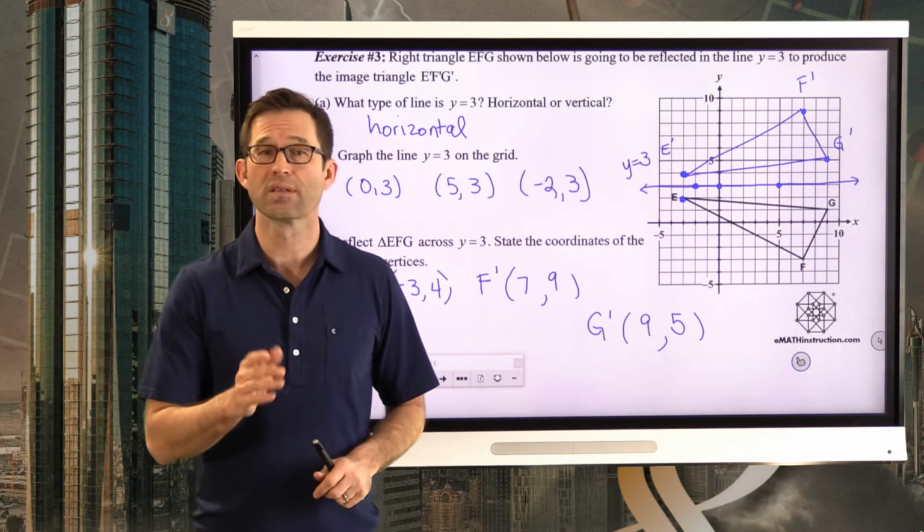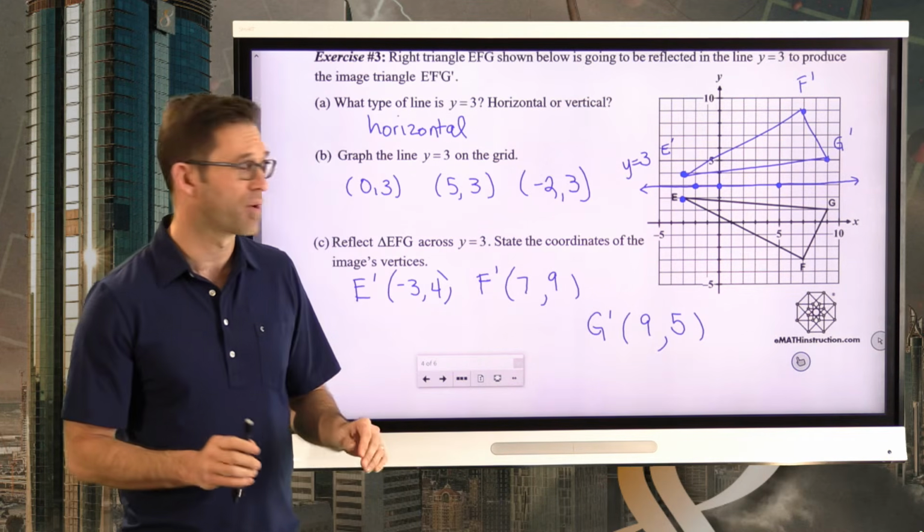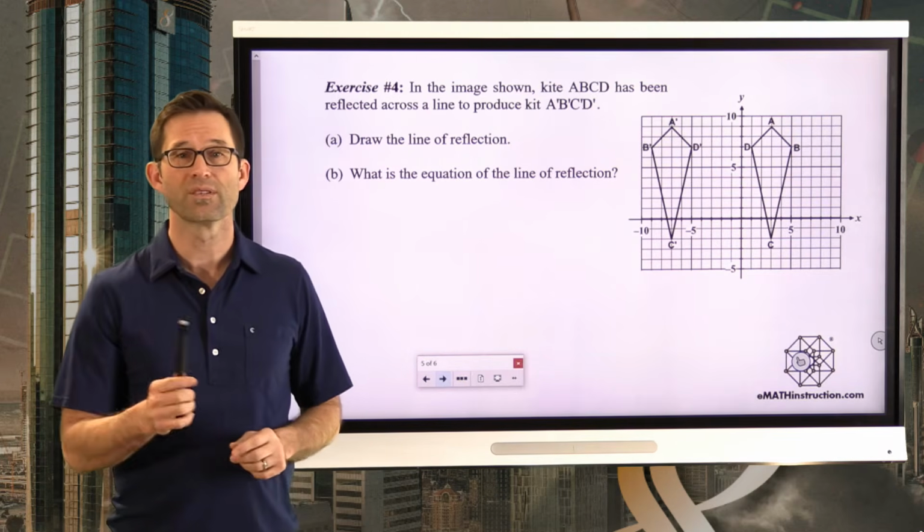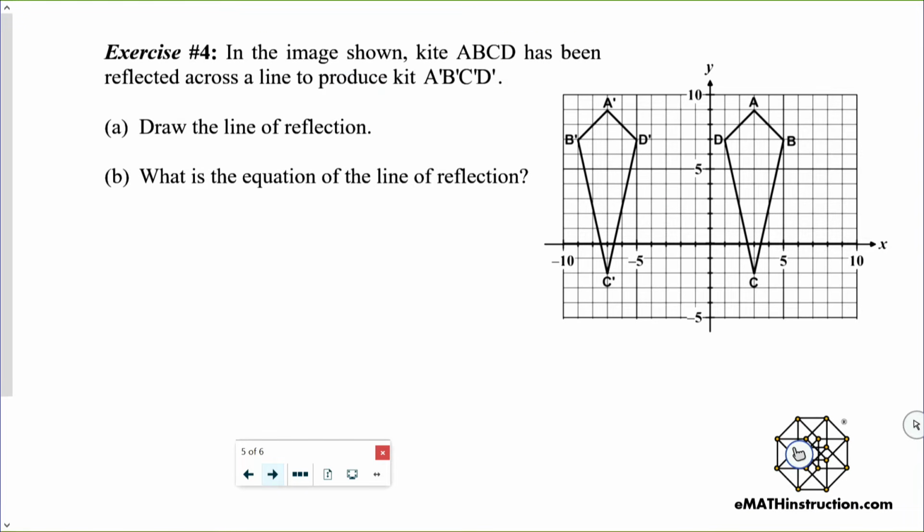Let's take a look at one last example that's got some horizontal vertical stuff going on in it, in exercise number 4. In the image shown, kite ABCD has been reflected across the line to produce kite A prime, B prime, C prime, D prime.